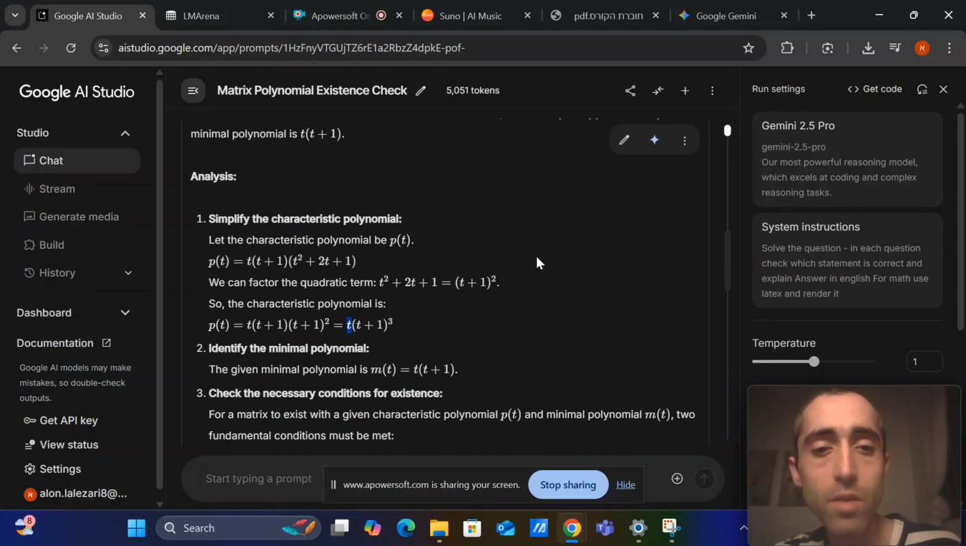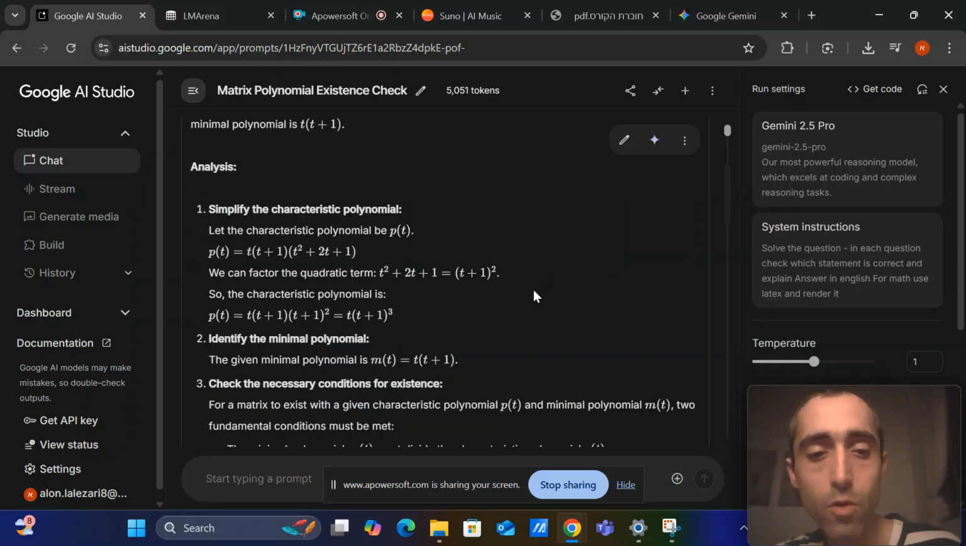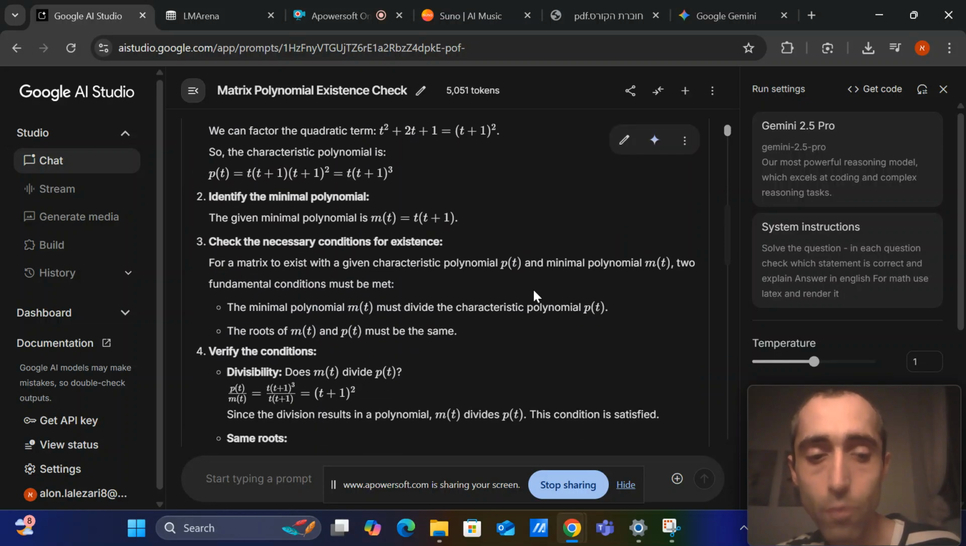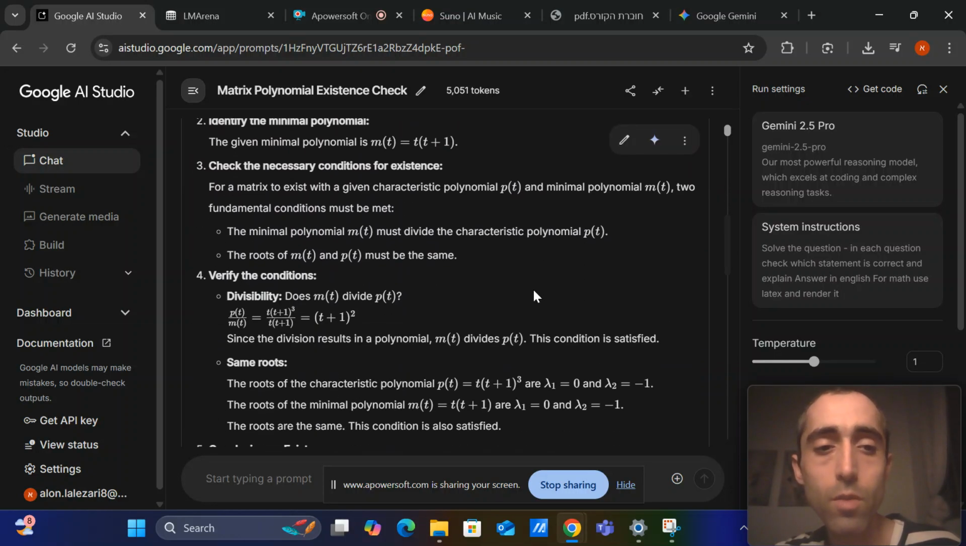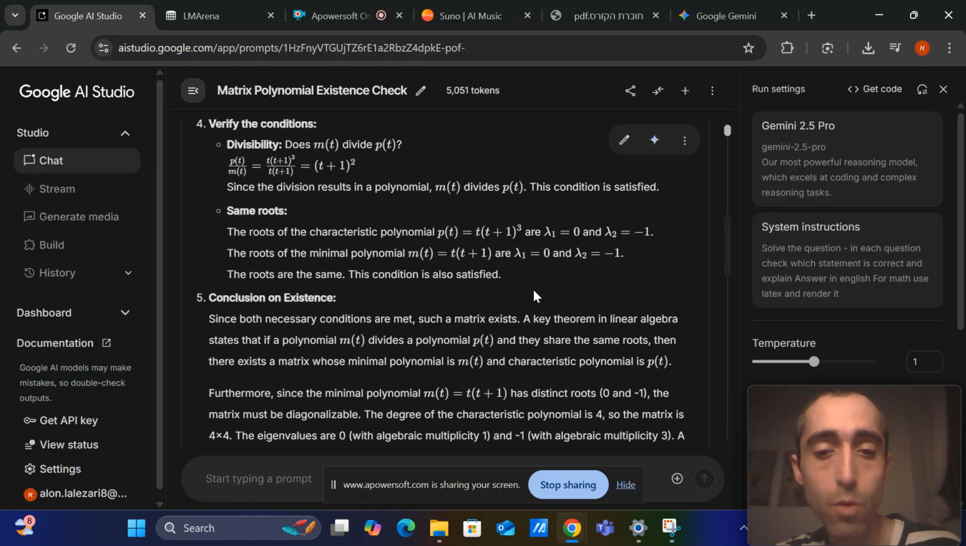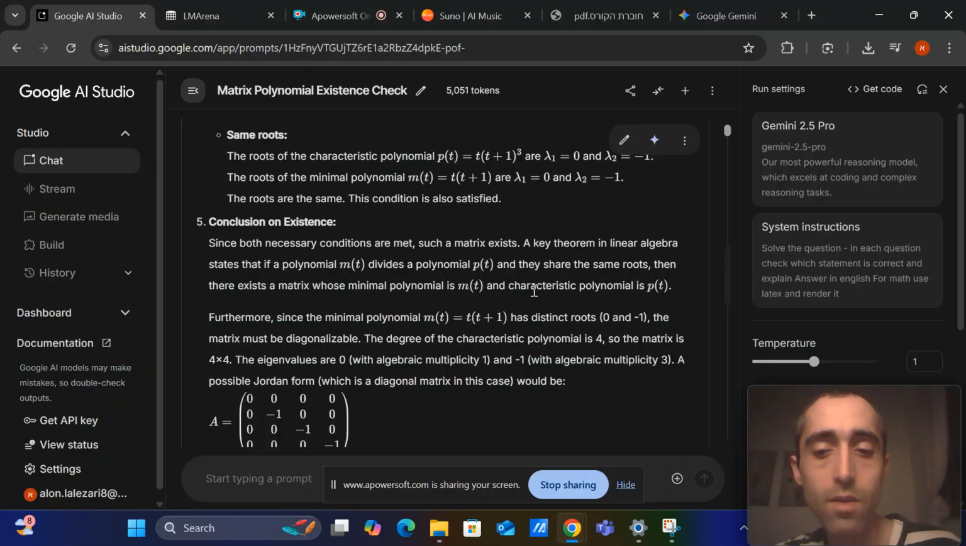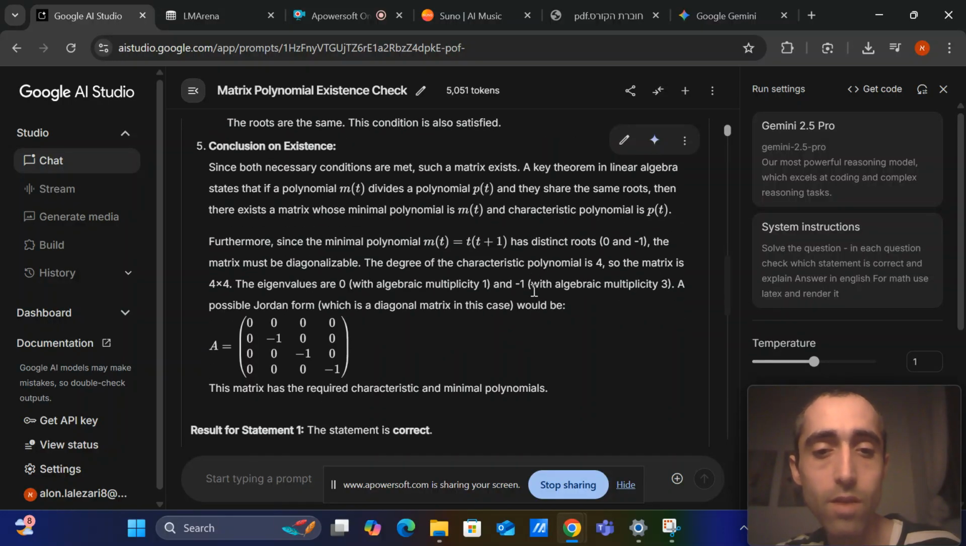So we talked a little bit about the relationship between the characteristic polynomial and the minimal polynomial throughout this example. Of course, it was just an example. We talked about the roots that should be the same, and divisibility: the minimal polynomial should divide the characteristic polynomial. Both will annihilate the matrix, and there will be a matrix that satisfies this. And in this case, because the minimal polynomial has distinct roots, the matrix must be diagonalizable.